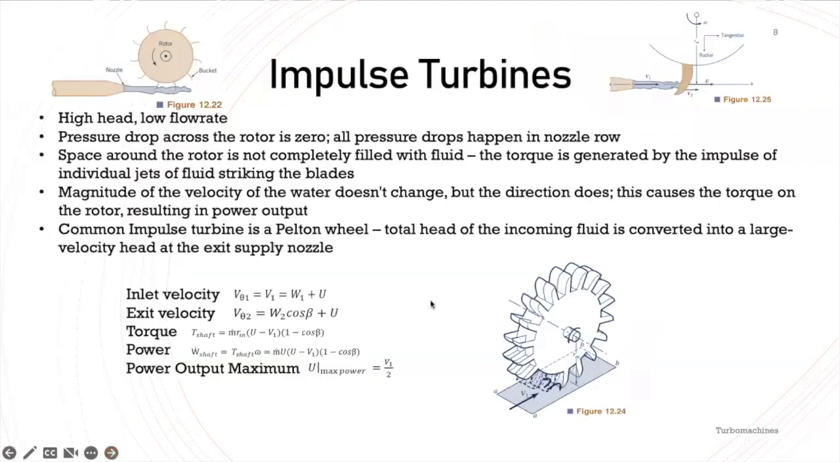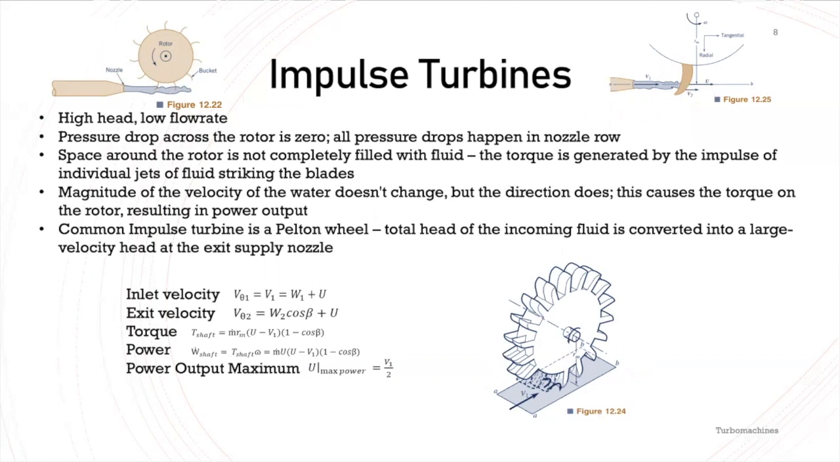An impulse turbine is used when it has high head and low flow rate. Pressure drop across the rotor is 0, so all pressure drops happen in the nozzle row. Space around the rotor is not completely filled with fluid. The torque is generated by the impulse of individual jets of fluid striking the blades. As you can see in each photo, around the rotor is not completely filled with fluid. The fluid is at the bottom, and it pushes on one blade at a time.